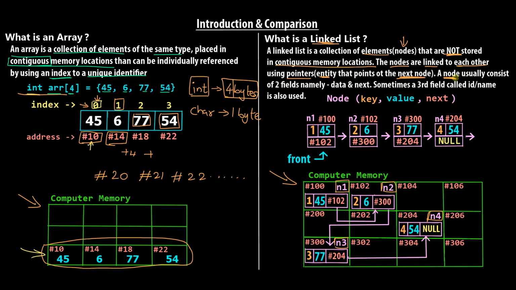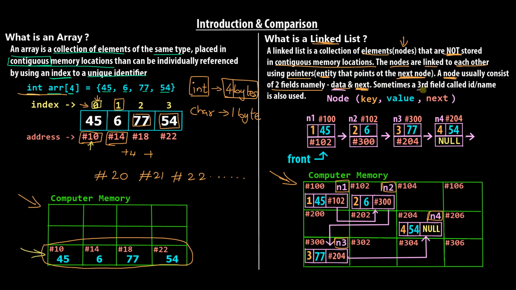Now talking about this node, a node usually consists of two fields, namely data and next. So data is the actual value, data is also called value, and the next is basically the next pointer pointing to the next node. Because as we just saw in the computer memory, the nodes are scattered all across the memory. They are not right beside each other. So we don't really know where a node will be created. It can be created at any random place. So we need to have some addresses stored, right? So n1 will store the address of n2, n2 will store the address of n3, and n3 will store the address of n4 in their next pointers. So that is what this next is all about. And data is nothing but the actual value.